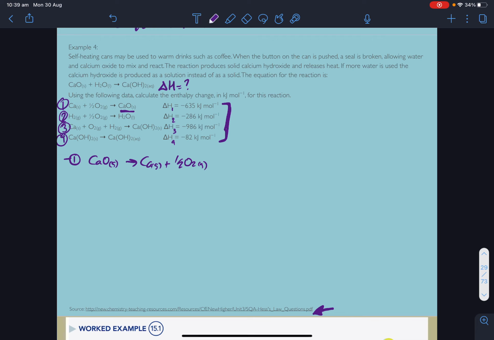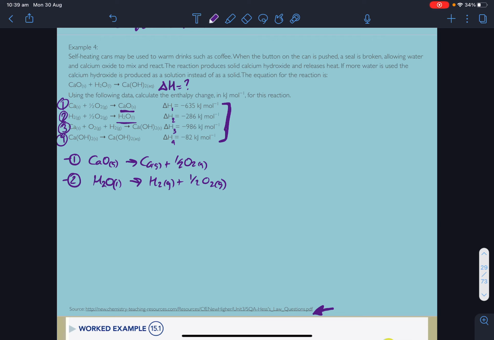Now, have we got water anywhere else? Well, we need water on the left-hand side, and it's only in 2 as the right-hand side. So I'm going to take negative 2 of 2. I'm going to take the reverse of 2. And so water goes to H2 gas plus a half of O2. Okay, so I've got the left-hand side of my equation.